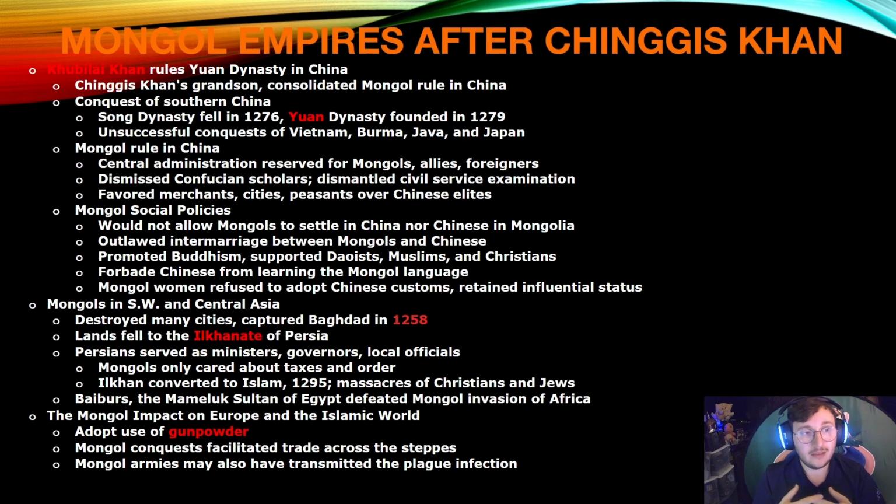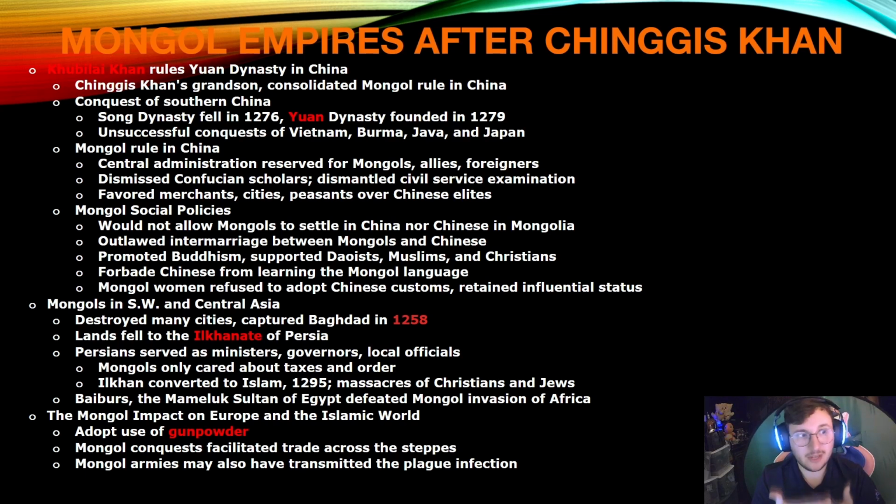The Ilkhan is going to convert to Islam in 1295 or 1297 and really begin to massacre Jews and Christians in the Middle East. But they're pretty much going to be held and kept in the Middle East as the Mamelukes of Egypt are going to defeat the Mongol invasion of Africa.